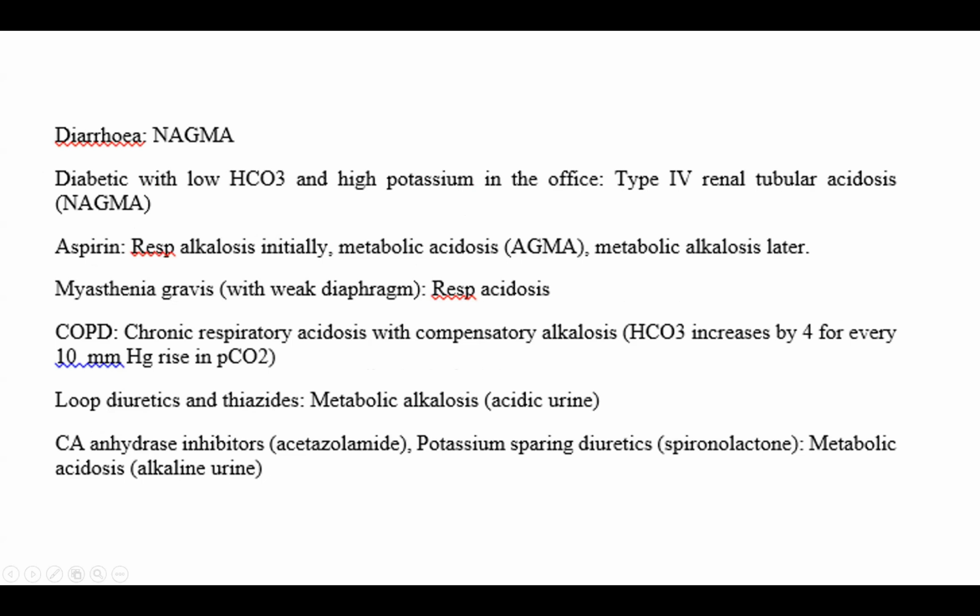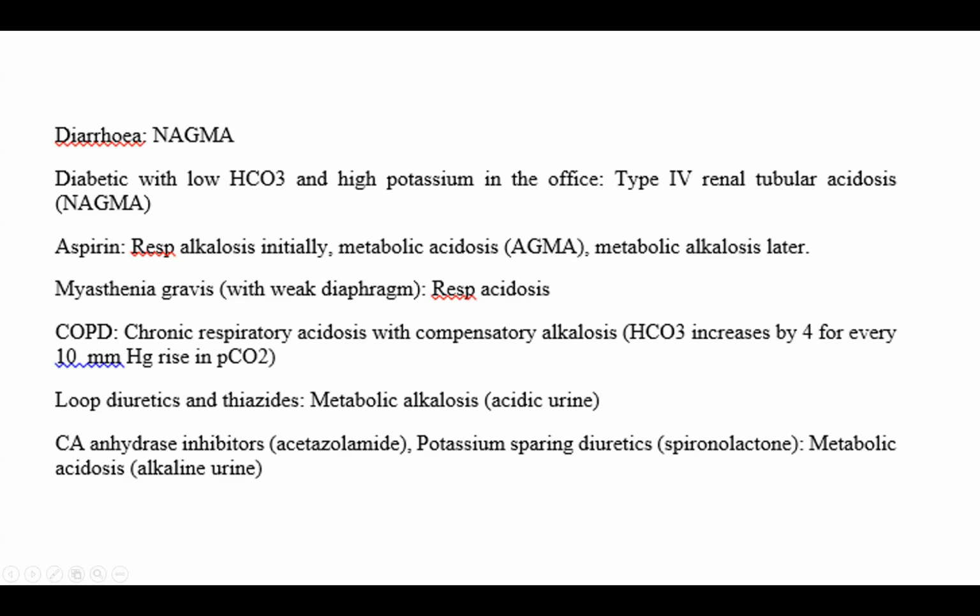Stable diabetics in the office, if they have low bicarbonate and high potassium, that is type 4 RTA. Aspirin overdose causes primary respiratory alkalosis because of hyperventilation. They get metabolic acidosis because salicylic acid is an unmeasured anion, and they get metabolic alkalosis later on. In myasthenia gravis, they get tired of breathing, so they retain PCO2, causing respiratory acidosis.